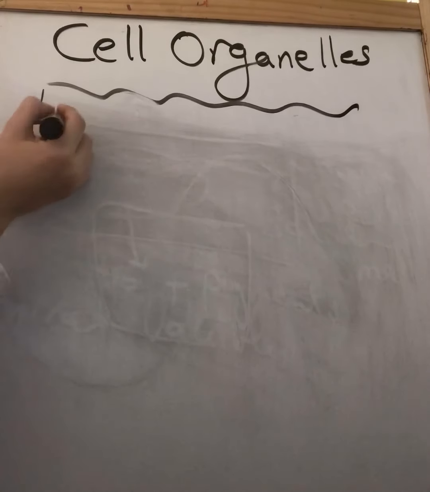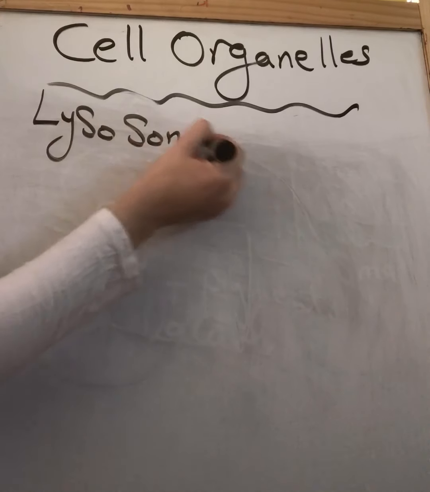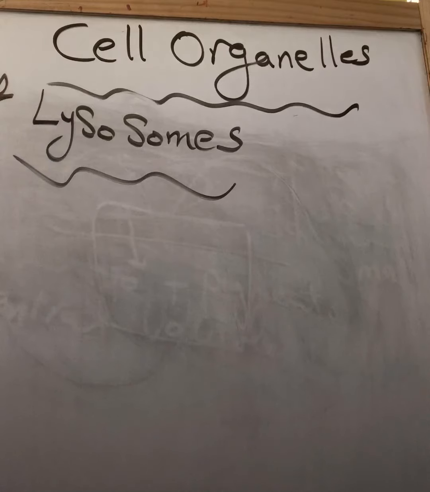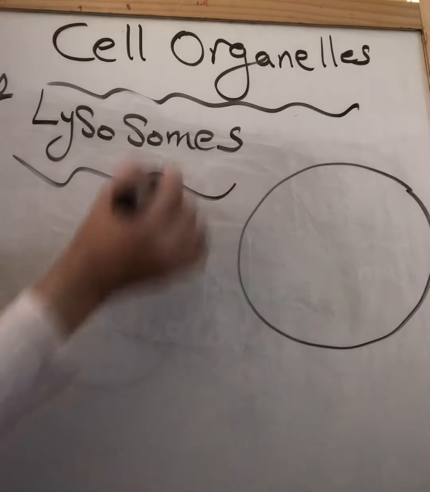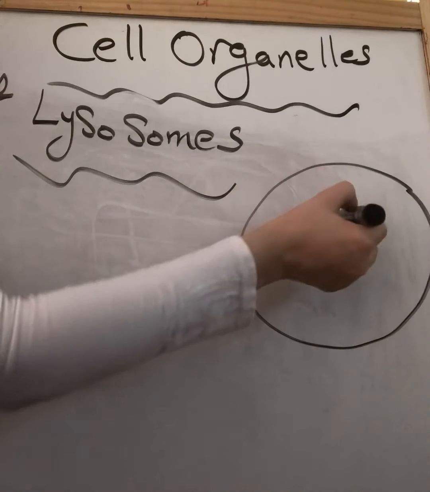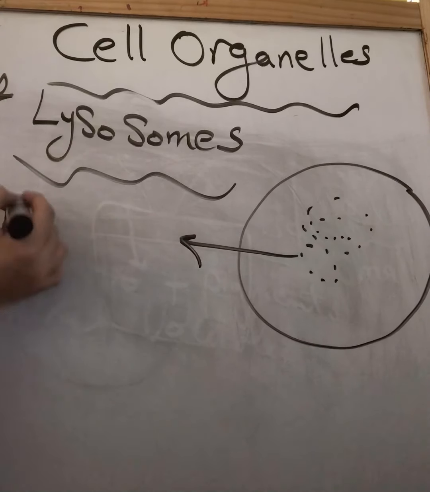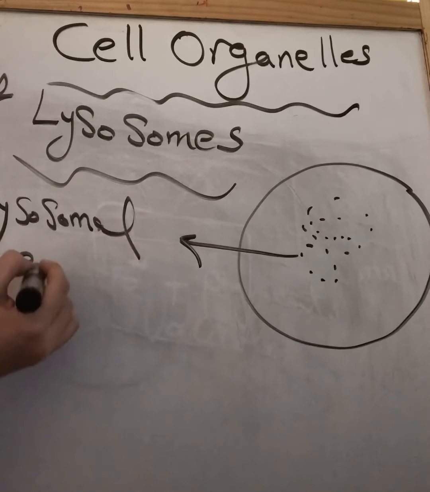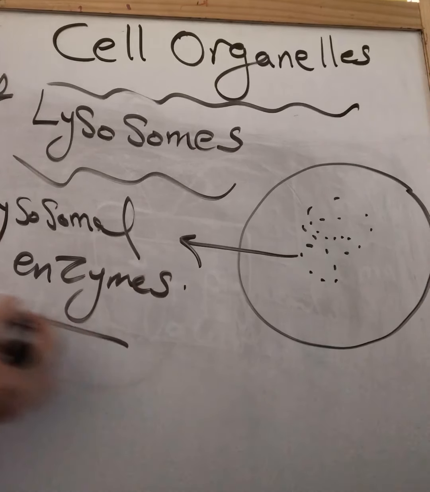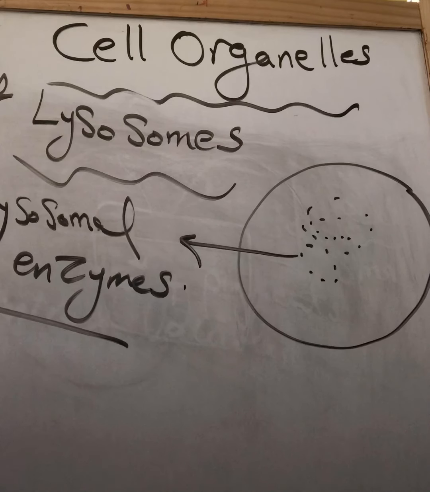Now we're gonna talk about lysosomes. What are lysosomes? Lysosomes are also membrane-bound organelles, but they contain something inside called lysosomal enzymes. What is the function of lysosomal enzymes? To break down the dead parts of the cell, to break down waste. This is number one. Number two, lysosomal enzymes can also defend the cell from bacteria.